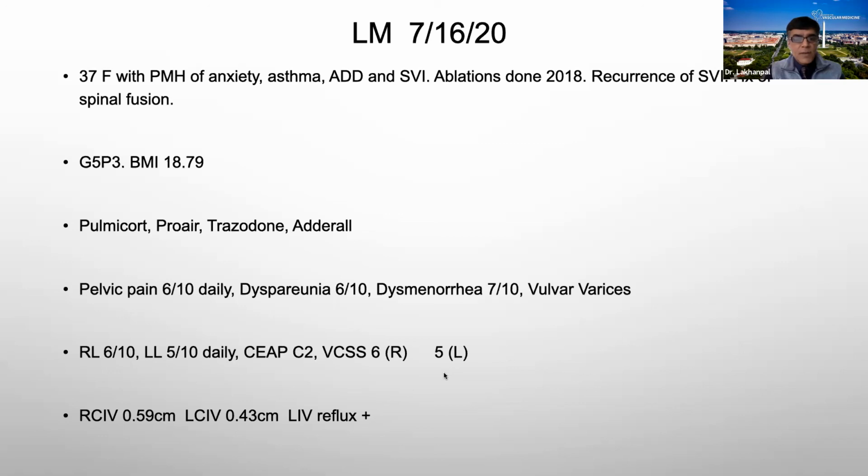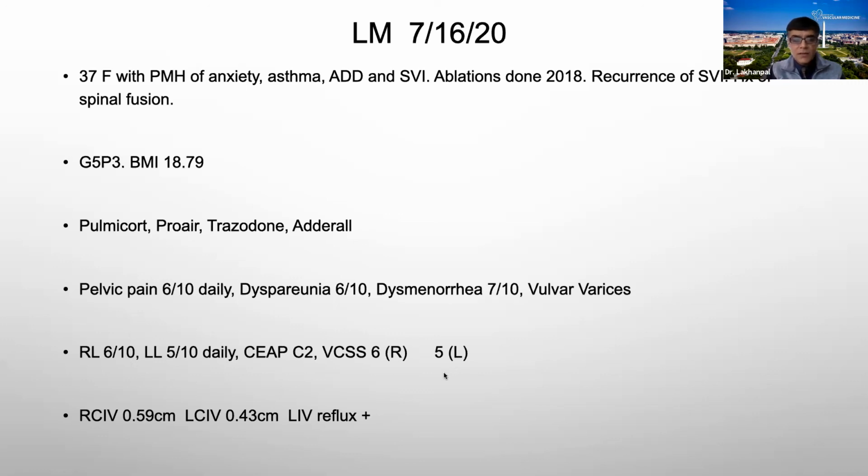Her visual analog pain scores: pelvic pain was 6 out of 10 daily. Dyspareunia was 6 out of 10 whenever she had intercourse, and dysmenorrhea was 7 out of 10. She did have a history of vulvar varices when she was pregnant. Her lower extremity scores were 6 out of 10 on the right and 5 out of 10 on the left on a daily basis. CEAP classification was C2. VCSS was 6 on the right and 5 on the left.